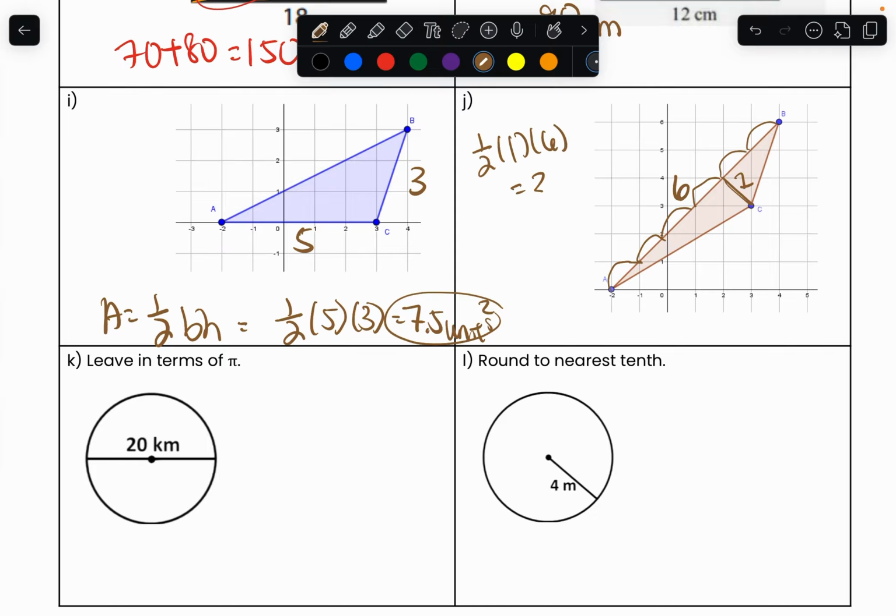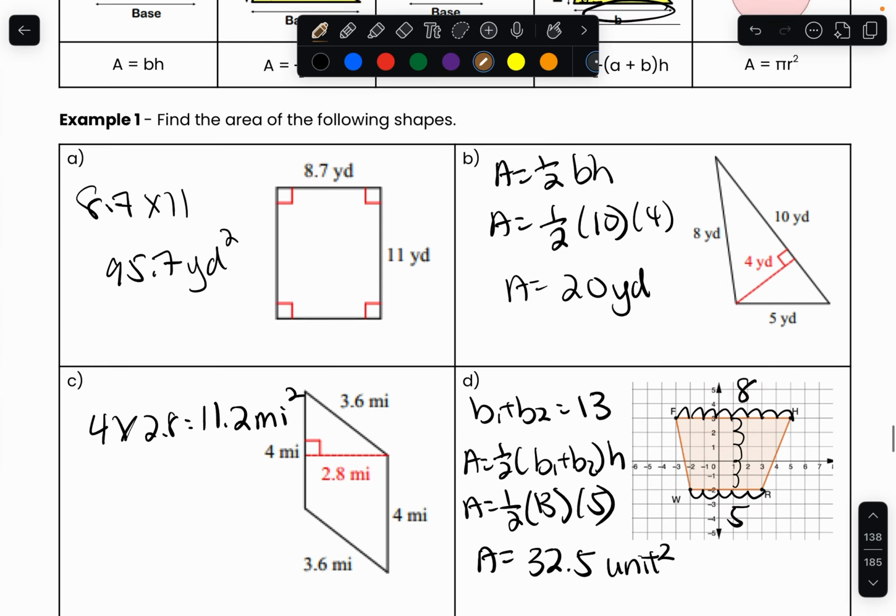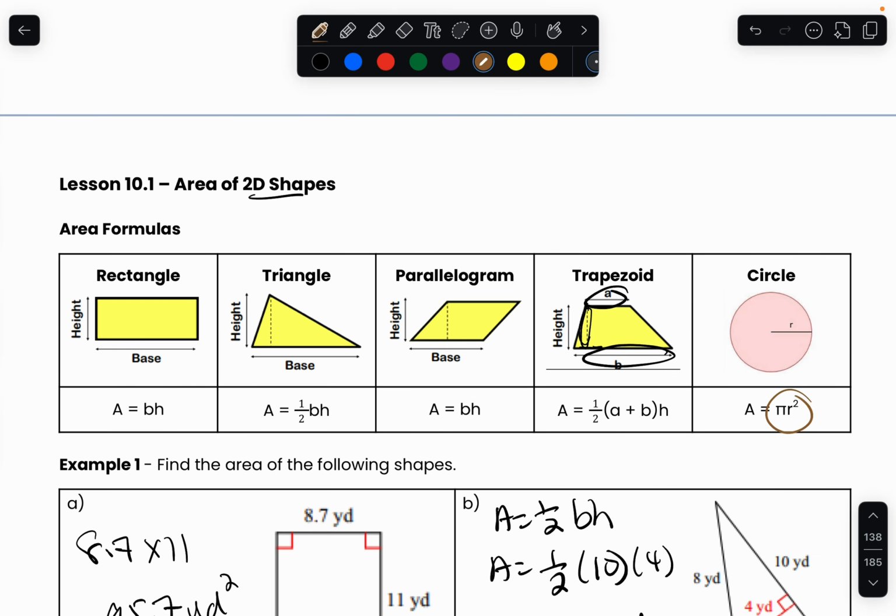Now, for question K, we're now working with circles. For circles here, remember my formula is pi r squared. Now, what you see here, all the way length for the 20 here, is the diameter. I know diameter is going to be double the radius. So to figure out the radius, I'll just take this diameter and divide it by 2. And this means my radius here is only going to be 10.